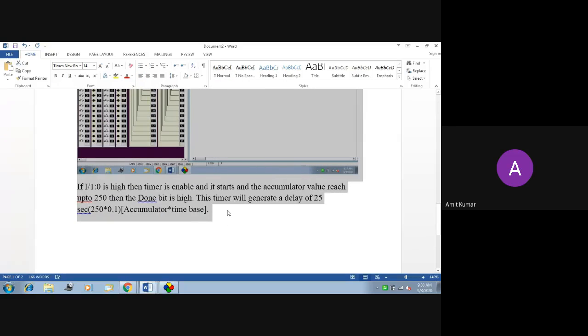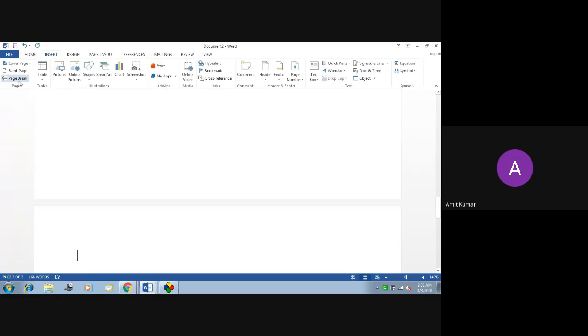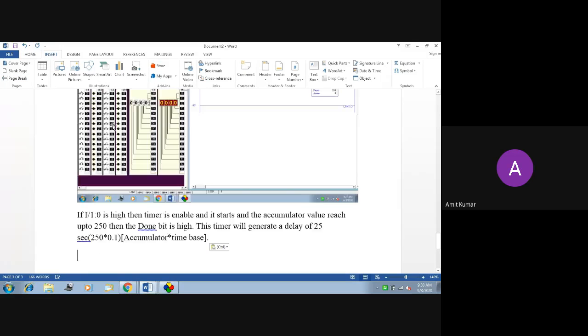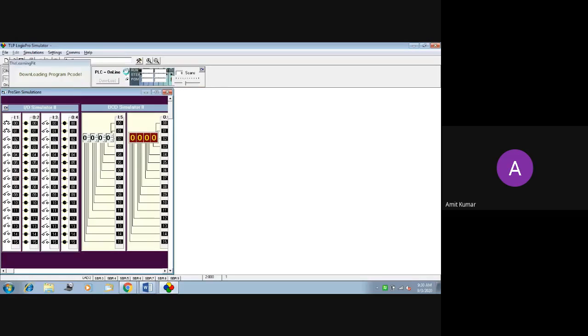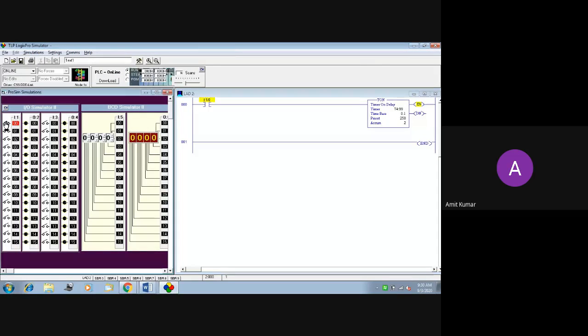Now, here there is a problem. I will show you what is the problem with this timer. If the rung goes low accidentally, the timer will be stopped or it will reset itself. So now it is pressed, so you can see the timer is running. By mistake, I have released the switch, so you can see the timer has been reset. The accumulator value has become 0. That is the problem with this kind of timer.